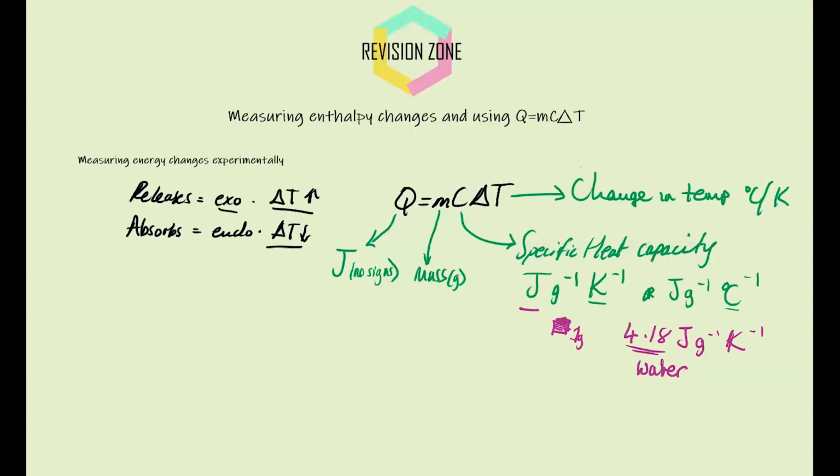Just looking into this a little bit further, how do we actually measure this value experimentally? Well, in order to measure this value, we need to know the change in temperature. And in order to make an accurate measurement of change in temperature, we need to use something called a calorimeter. A calorimeter is just a device which helps us measure the temperature change in a reaction accurately. And they might be as simple as a polystyrene cup.